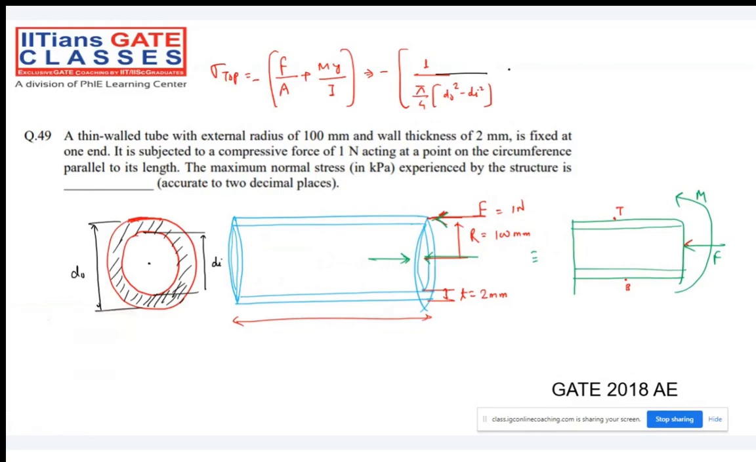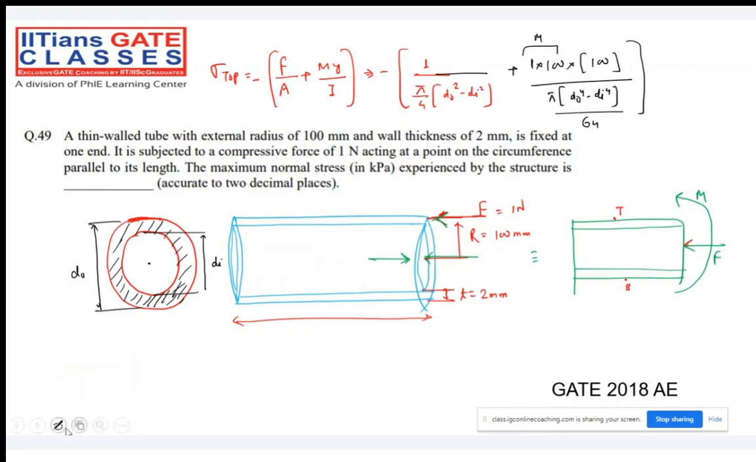Plus M y by I. What is the moment? 1 into radius, which is 100 mm. That is the moment. Y is the distance, again 100, divided by I. What is the moment of inertia for a hollow circular cross section? Pi into D naught to the power 4 minus D I to the power 4, divided by 64. Once again, please remember the moment of inertia formula for all the sections, otherwise you will be in deep trouble in the GATE exam.